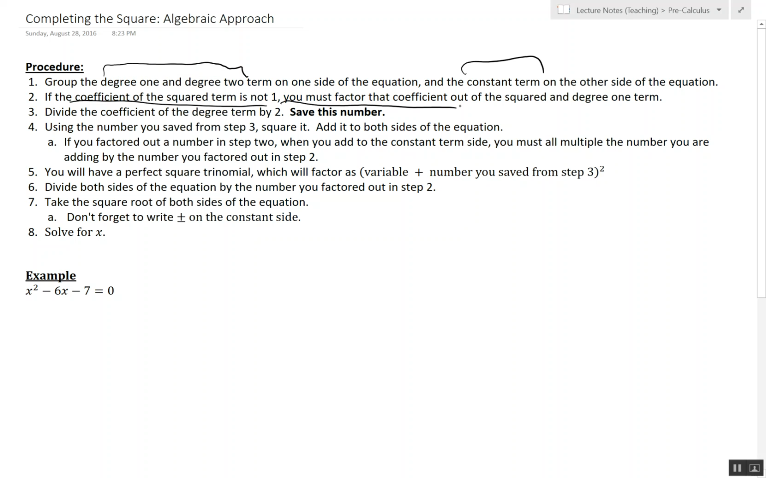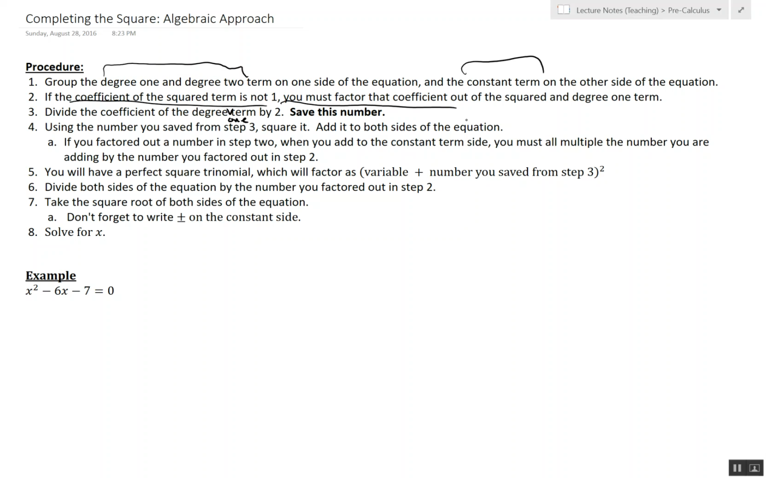Then we get probably the part that most people are familiar with. You divide the coefficient of the degree 1 term, so that should say degree 1. Little typo there. And then I always tell people, save this number, because we're going to use it a couple times. We're going to use it in the next step because we're going to square it and add it to both sides. And then if we had to factor out something in step 2, we have to do an additional step, which is just easier to see than to read. I try to word it as best as I can.